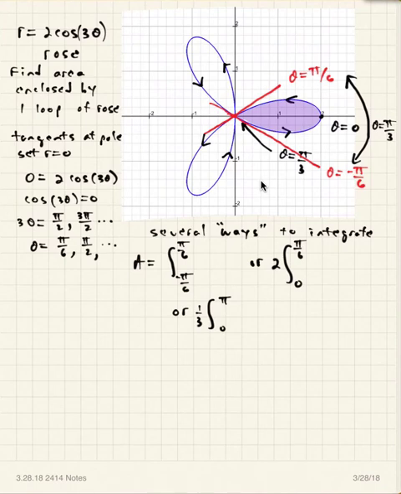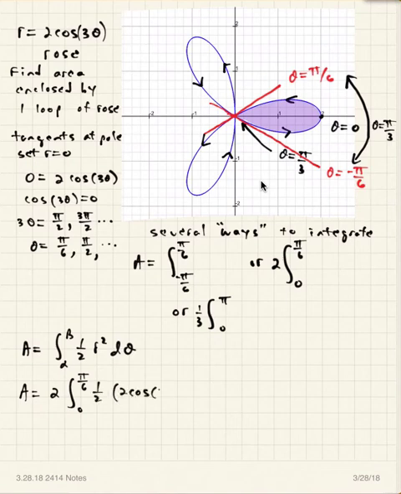All right, so we've got our integral, first of all, from alpha to beta of 1/2 r squared d theta. That's our general form for area. And I'm going to use the second way here. I'm going to multiply by 2 and integrate from 0 to pi over 6. And this would be 1/2 times (2 cosine of 3 theta) quantity squared d theta. All right, so you end up with a 4 there.